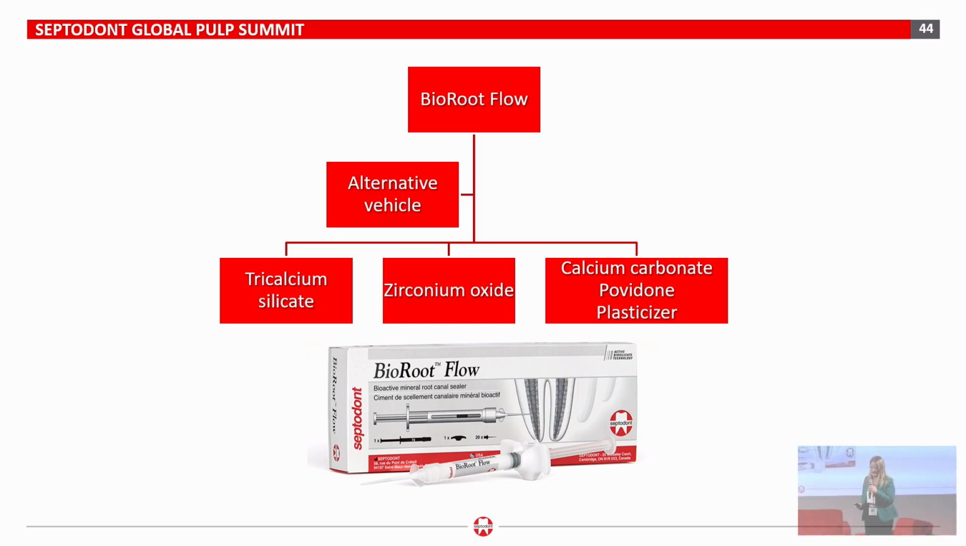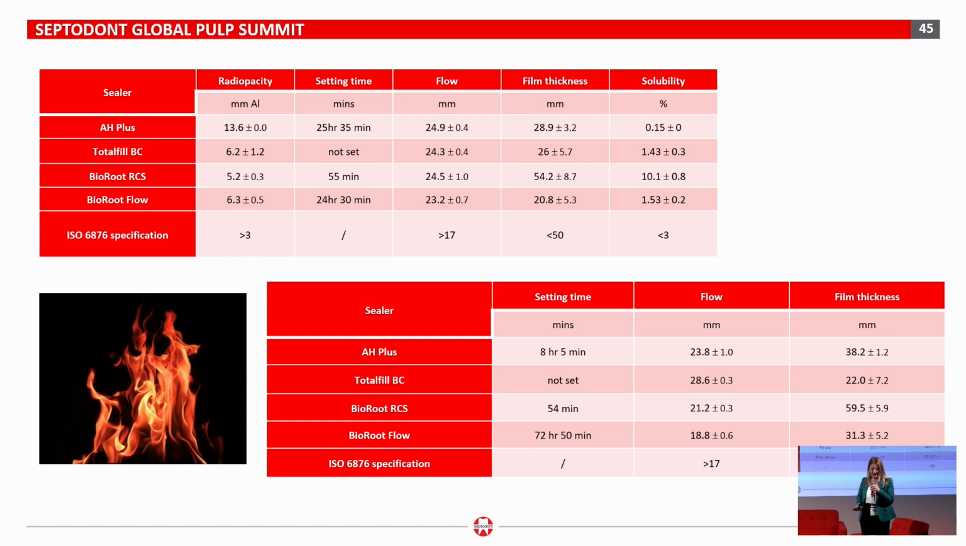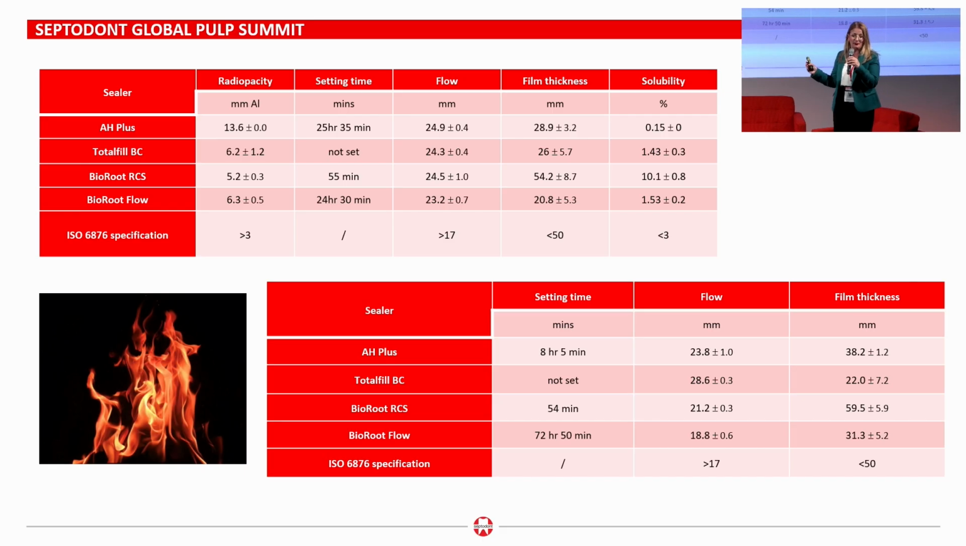We have the other member of the family, and the other member of the family now is the BioRoot Flow, and you see the change with the BioRoot Flow, which is in the vehicle. Instead of the water, now we have a material which has an alternative vehicle, and the alternative vehicle enables the material to be placed in a single syringe. Very, very good properties. In fact, if you like doing warm vertical compaction, I would suggest you go to BioRoot Flow, although the company does not suggest the BioRoot Flow for warm vertical compaction. I'll show you some nice images. Since it does not have water, the properties are not affected by the heat.